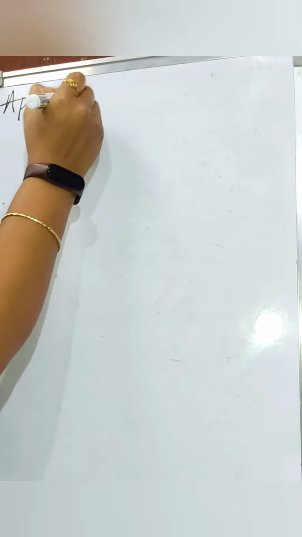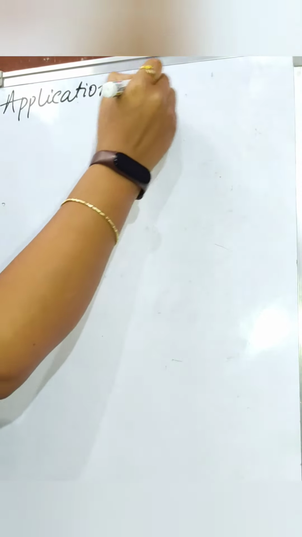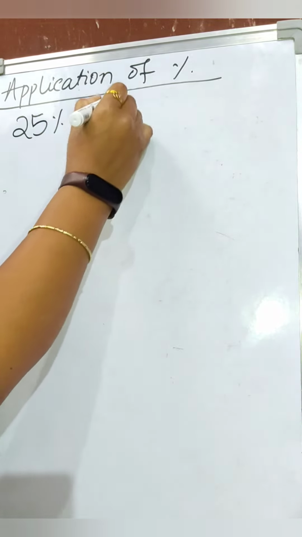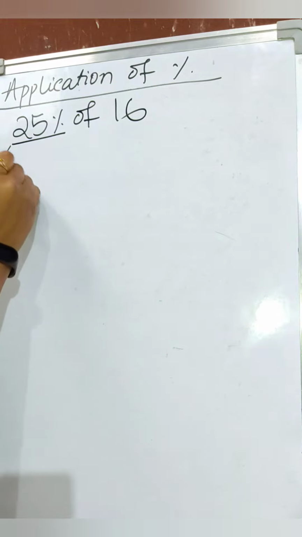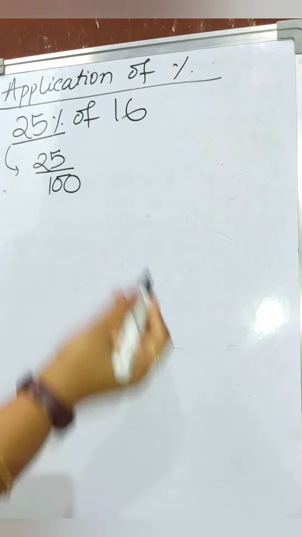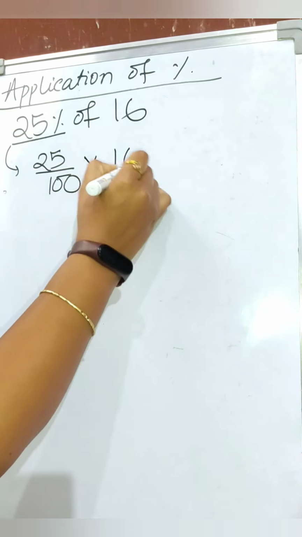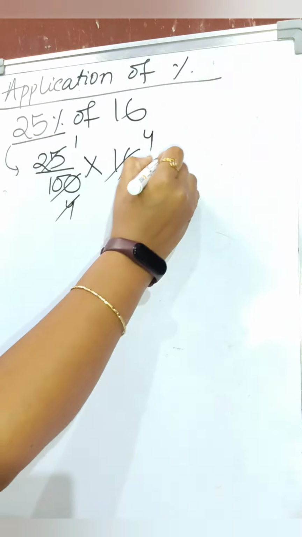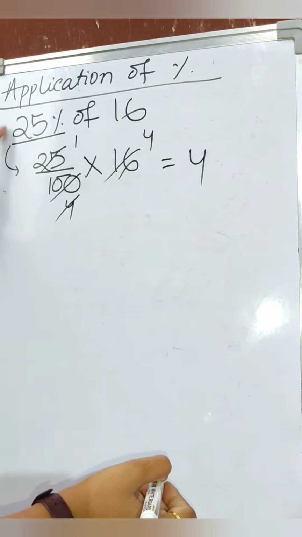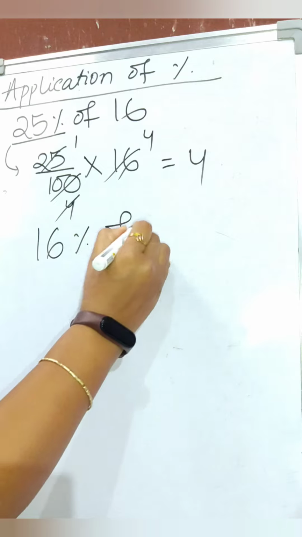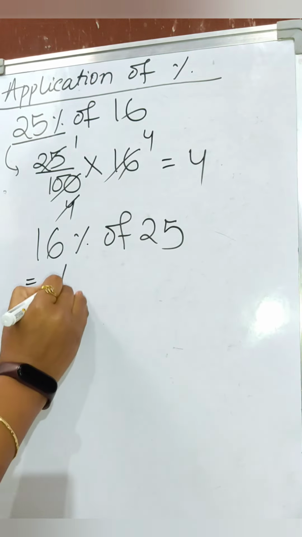Now let's learn the application of percentage. Let's take some examples. 25% of 16. What do you mean by 25%? 25 by 100. What do you mean by of? Here of means multiplication, and 16. Now we can cancel out easily: 25 fours are 100 and 4 fours are 16, and the answer we got is 4. So this is the application of percentage that we are going to use in day-to-day life, and most problems come from this section.